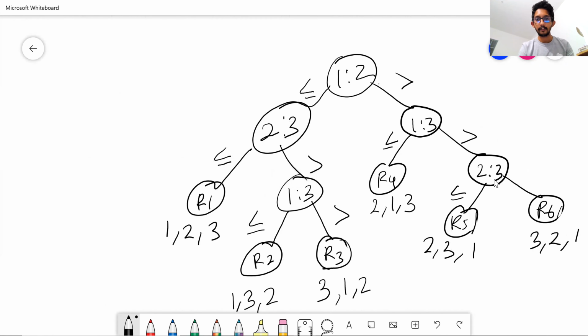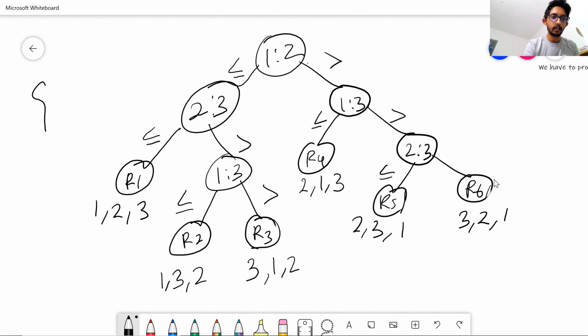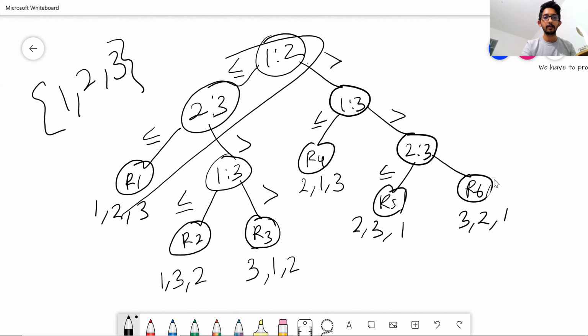Let's say we have numbers 1, 2, and 3. It first compares 1 and 2. If 1 is less than 2, then it compares 2 and 3, and if 2 is less than 3, it gives a result called R1, which is 1, 2, 3. So a decision tree is a set of comparisons to come to a particular result along a specific path. Here the path goes to the leftmost leaf, to sort an array of numbers.